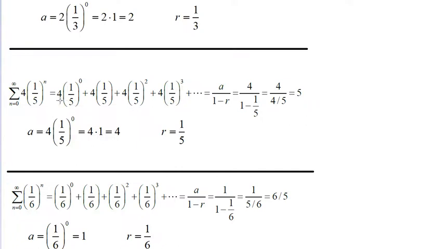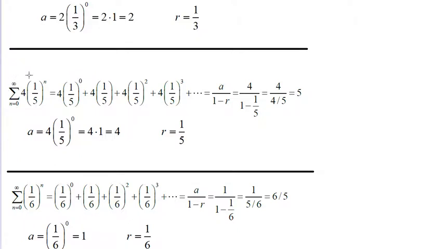And here's another example. So here we have the geometric series of 4 times 1/5 to the n. And if we expand it, we get 4 times 1/5 to the 0, since n starts at 0, and then to the first, the second, and so on. So a is the first term. 4 times 1/5 to the 0 is 4 times 1, which is 4. And then the common ratio is 1/5.